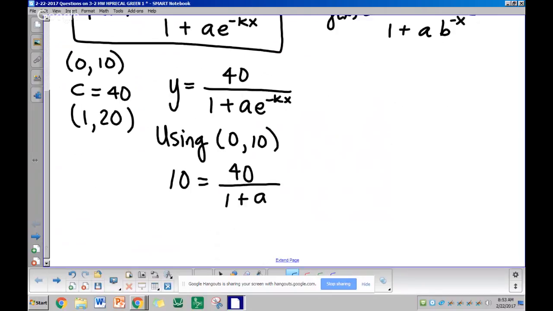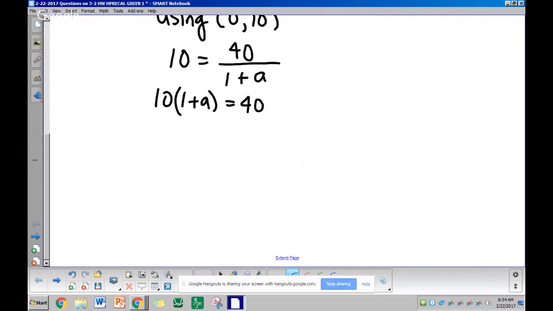So we can cross multiply here. Oh, no, it's 20, isn't it? I'm sorry. No, that's right. I'm already using this point. I looked up and I saw that point. All right, so this will be 10 times 1 plus a equals 40. If I divide by 10, we get 1 plus a equals 4, a equals 3.